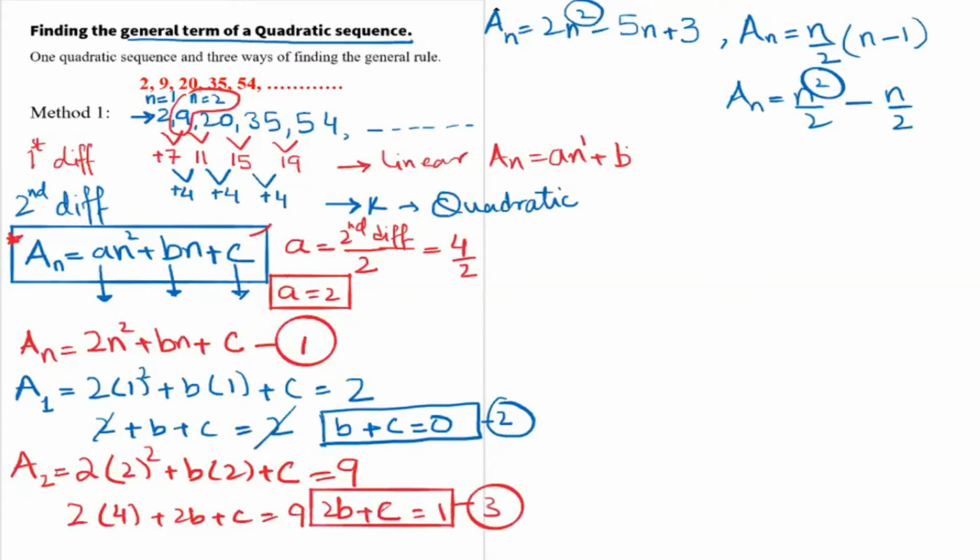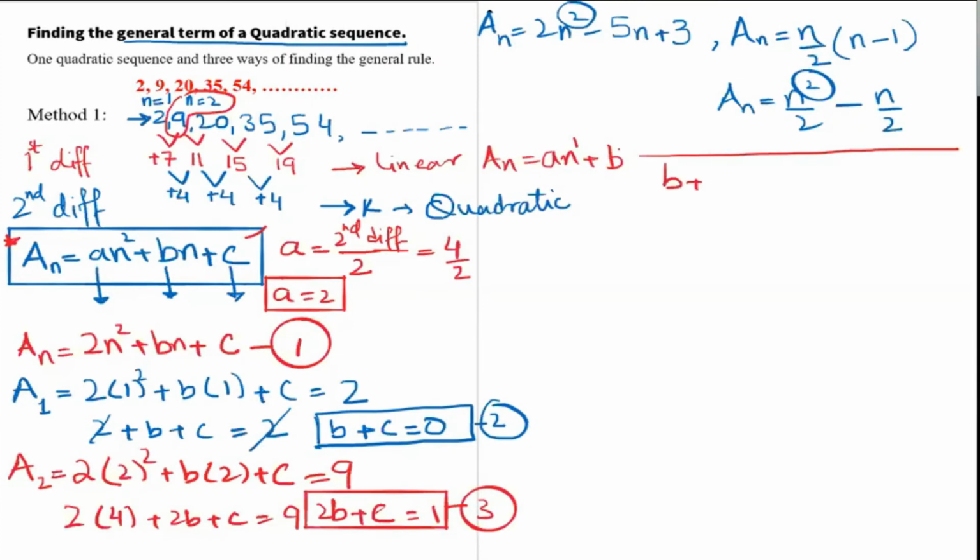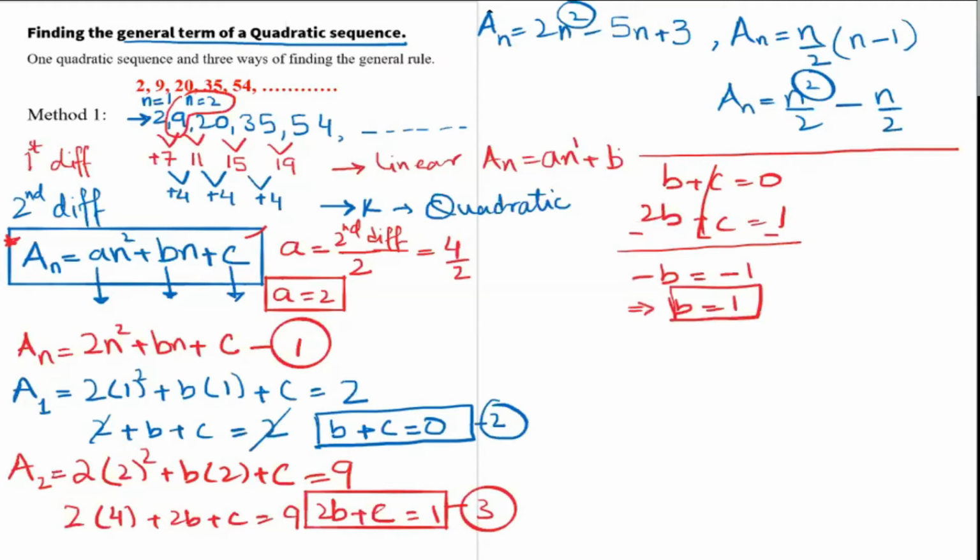Now we've got 2 equations, equation number 2 and 3, which are involving b and c, and we will solve them simultaneously to get their values. b plus c is equal to 0, and then 2b plus c is equal to 1. Upon subtraction, c cancels out, and we are left with minus b is equal to minus 1. This results in b equals 1. Now, once we have found the value of b, we can use either of these equations 2 or 3 to get the value of c. So I'm choosing equation 1 for that.